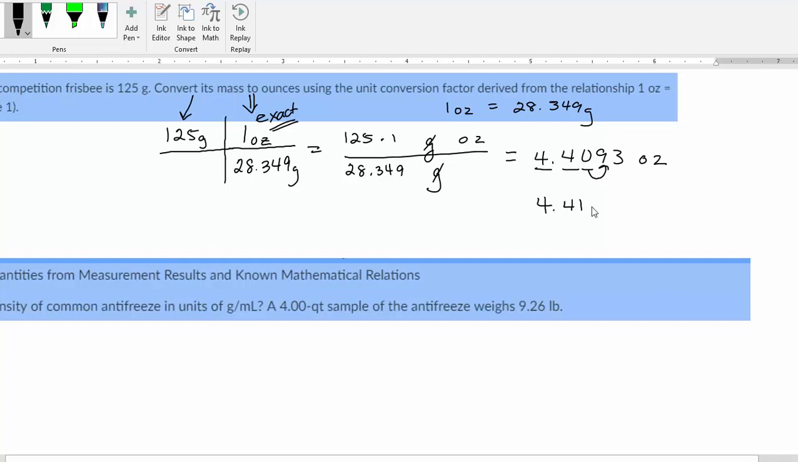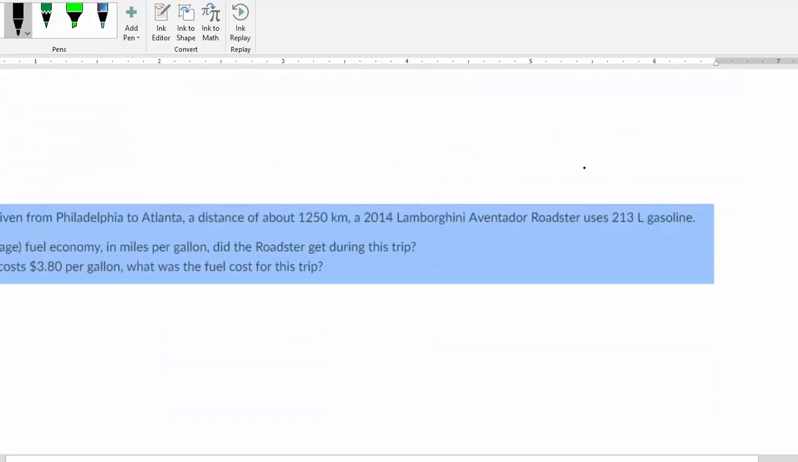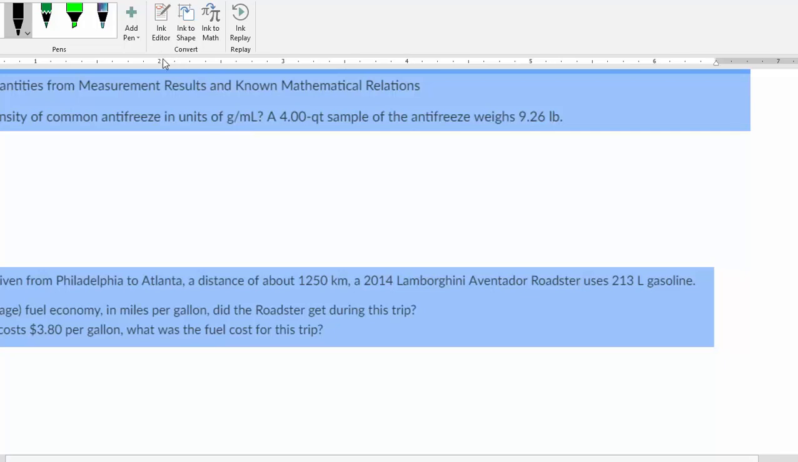For this next problem, what is the density? We're going to convert the units of density. A 4-quart sample of antifreeze weighs 9.26 pounds. Well, in this case, we need pounds. So 1 pound is 453.59 grams, and that's in that table that I referred to.